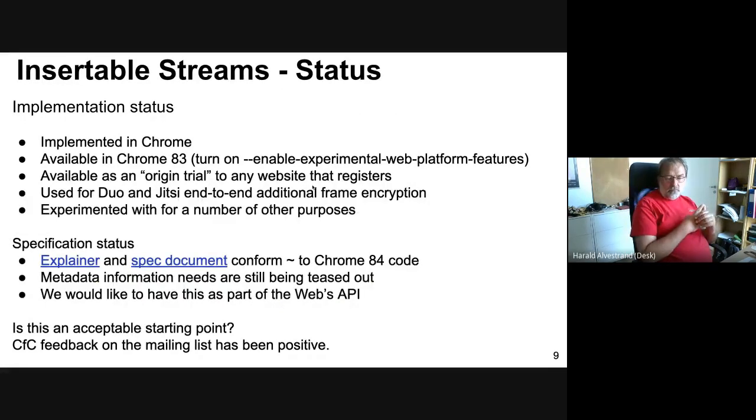So Chrome has implemented it. Available if you turn on enable experimental web platform features, and available as an origin trial for any website that wants to register to use it on all Chrome 83 users. Duo uses it, and Jitsi. Those are using it for end-to-end additional frame encryption. And a number of people are doing a number of experiments for other things you can do when you have access to this particular point in the chain. For instance, adding tag-along data for AR systems.